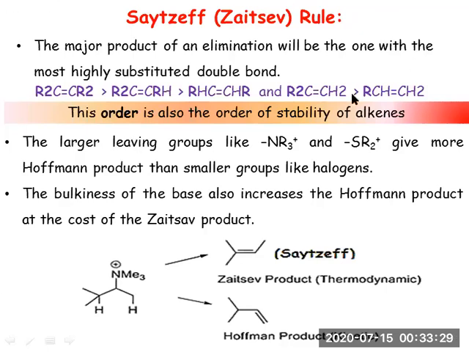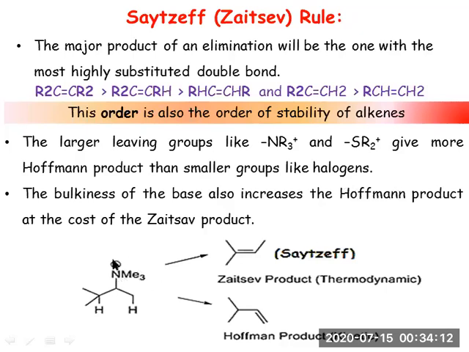If you have some leaving groups like NR3+, SR2+, they are very bulky leaving groups. At that time, Hoffmann's product will be a major product. But if I replace these groups by halogens, then the Hoffmann product will be a minor product. Similarly, if the size of the base is large, at that time also the Hoffmann product will be favored over the Saytzeff product. This is because the transition state goes via a lot of crowding if the base or the leaving groups are bulky, and at that time the Hoffmann product is preferred.